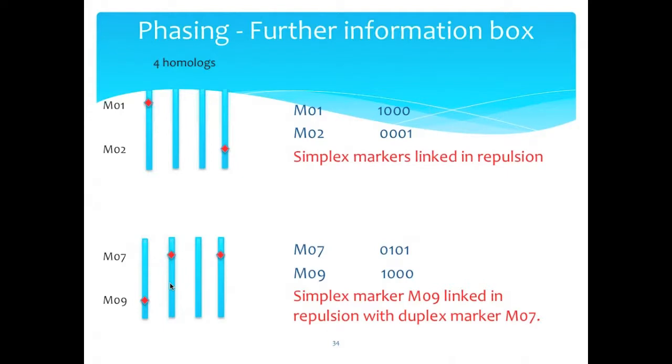For example, if you see the codes in the third picture, like 1000 and 0001, these correspond to the left side picture. And I can conclude that the simplex markers are linked in repulsion. And if you find the codes in the last picture, you can imagine the left side picture, and we can conclude that the simplex marker is linked in repulsion with the duplex marker.